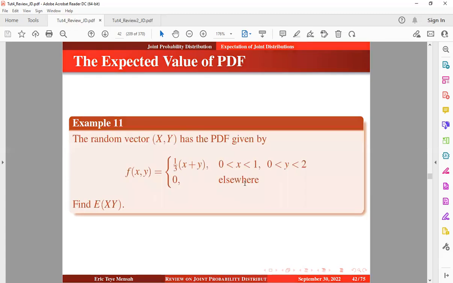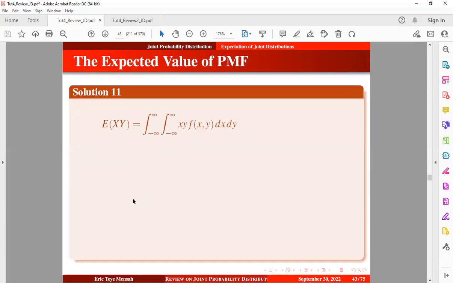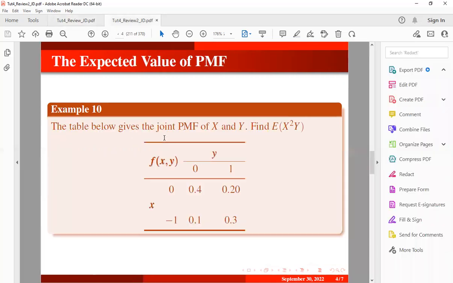The random vector x, y has the PDF shown below. I want to find the expectation of x and y. Okay, so how do we do this? The expectation of xy can be expressed in this original formula. I want to take the integral with respect to x before y. Let me show you.